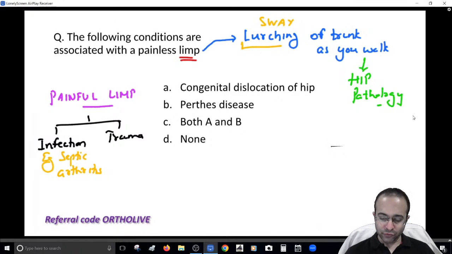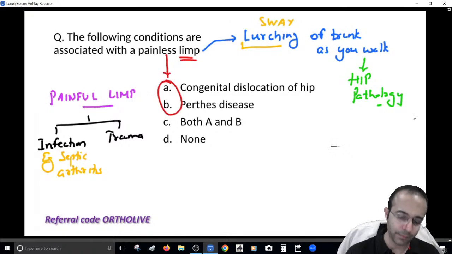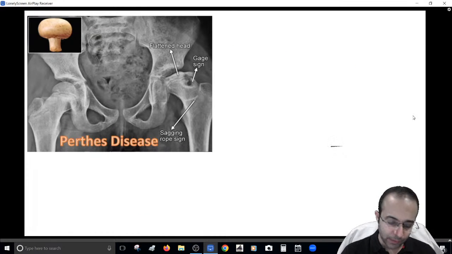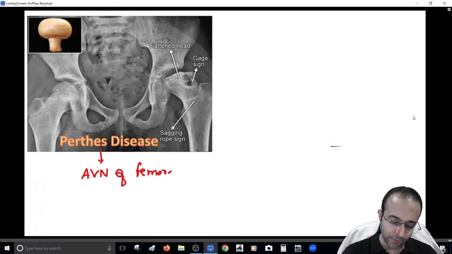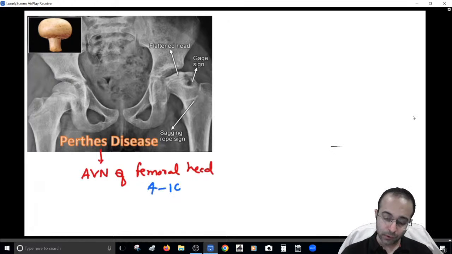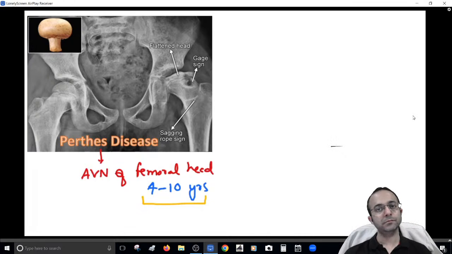Now, when there is no injury, no infection, other categories is where you find the painless category of limb, like these scenarios. Like, what is happening in Perthes disease? You have avascular necrosis that involves the femoral head. But classically in this particular age group, 4 to 10 years, this particular age group only. And perhaps why this age group, I'll tell you.